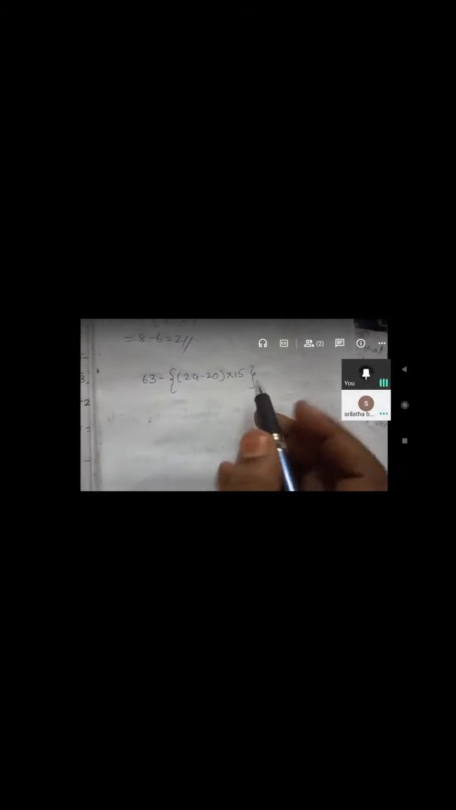63 minus, first we have to remove the brackets of division, multiplication, addition, subtraction. Yes, we have to remove brackets. So for brackets, again we have to follow an order. First parenthesis, then curly brackets, then square brackets.